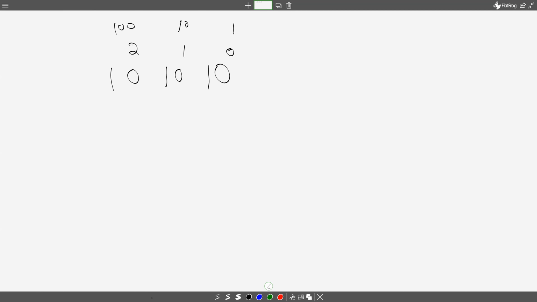So really, when we have a 9 in base 10, we're really just talking about having 9 in the 1s position. If we have 19, what we really have is one 10 plus 9 1s, which gives us 19.